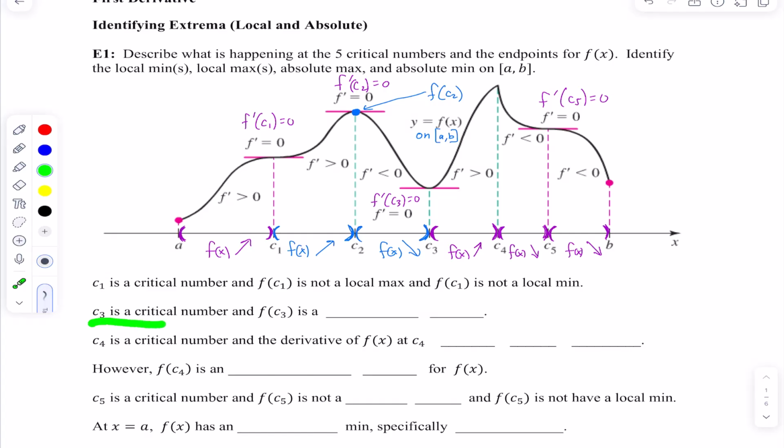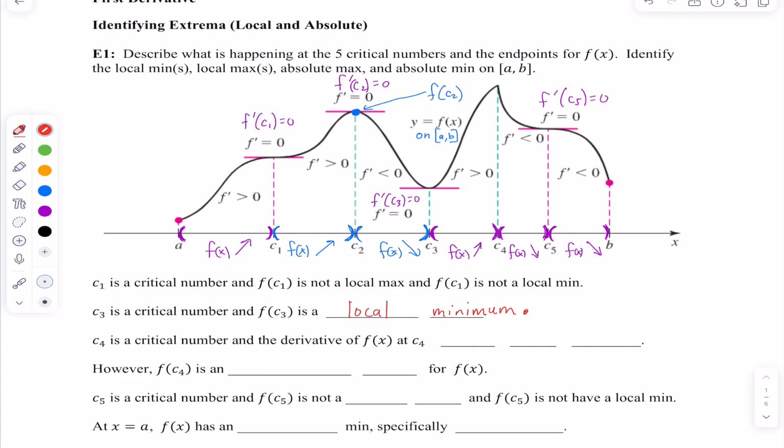Now let's look at C sub 3. C sub 3, however, is a critical number, and f of C sub 3 is a what? Just by observation here, it is definitely a local minimum. So what you want to do here is write local minimum, practice the vocabulary, or you could at least just say local min.